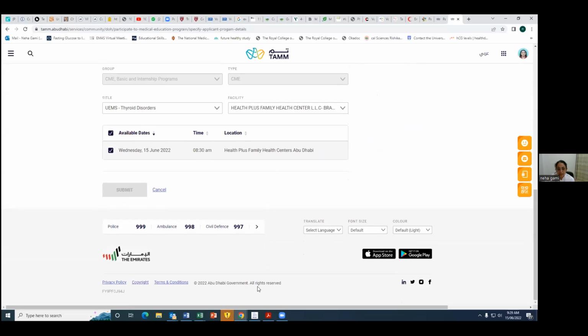So that is what I wanted to show all of you. You can try it, and if there are still any issues, you can get back to us at Academic Affairs. This is a new system by TAM, and all of us have to follow it if the CME is accredited by DOH and if we are a DOH licensed healthcare provider. So if you have any more questions on this, please get back to us.